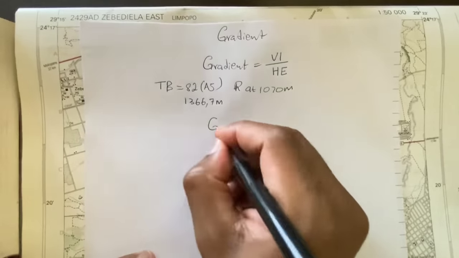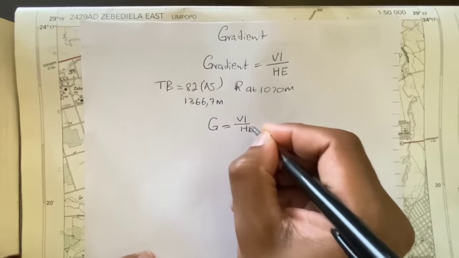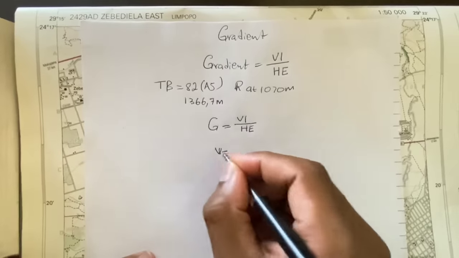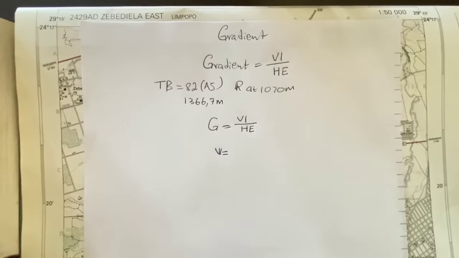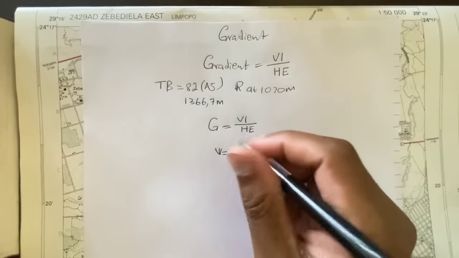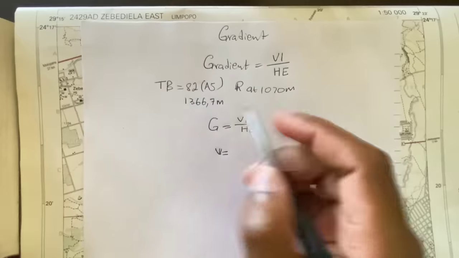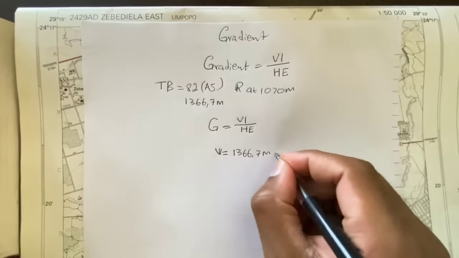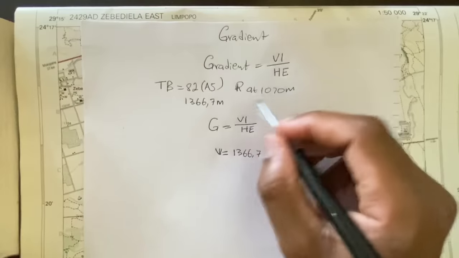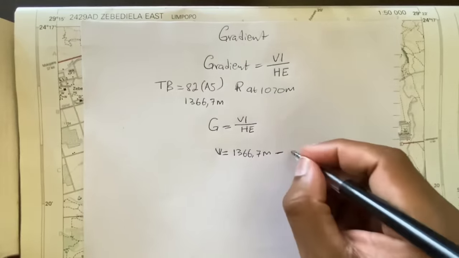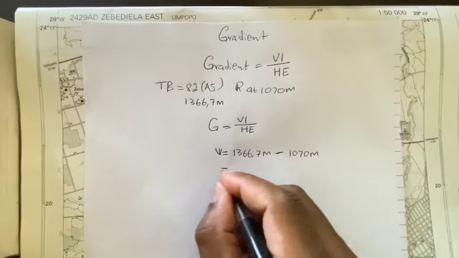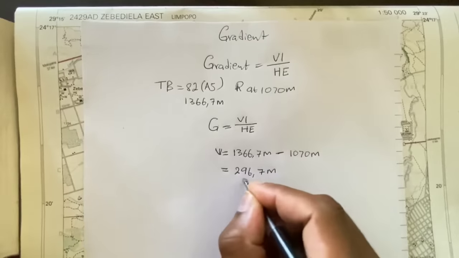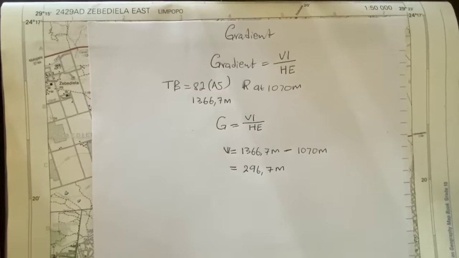So let's work this out. Remember, your formula is gradient equals VI over HE. First we're gonna work out your VI. You should know that VI is just the difference between the two heights. So we're gonna take the biggest height, which is 1366.7 of the Trig Beacon, and minus the height of the reservoir, which is 1070 meters. Your answer will be 296.7 meters.